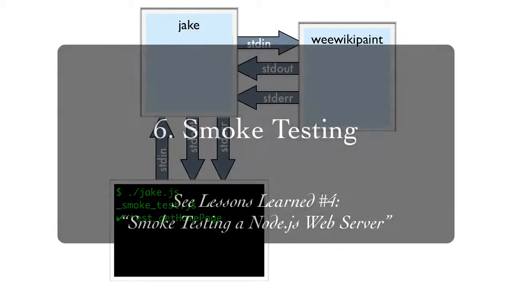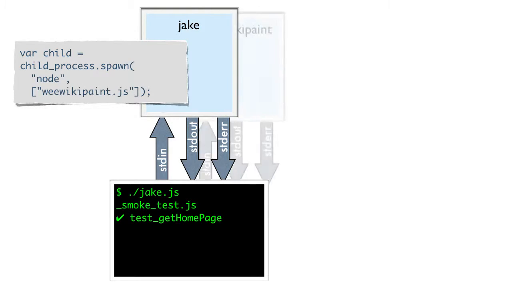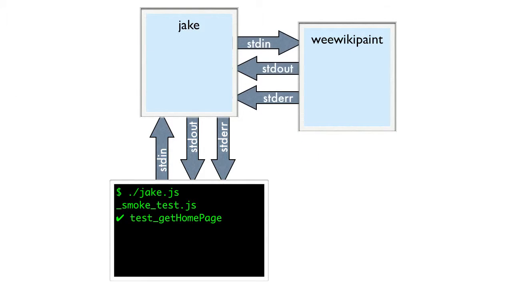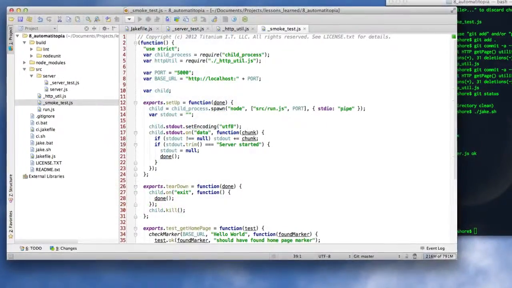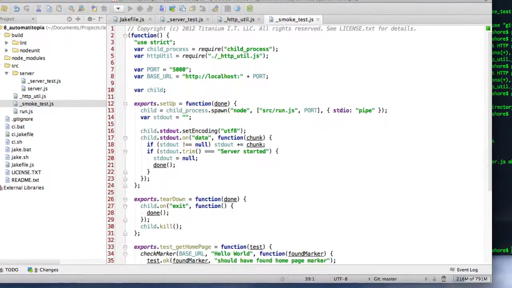Integration tests make sure that our server code works, but we also need to make sure that the code will run in a production environment. This is where smoke tests come in. Smoke tests are a special kind of end-to-end test that confirm that the code works in production. To smoke test our Node.js server, we need to interact with it in the same way our production environment will. That means spawning the process, monitoring its standard out stream to see that it started up, getting a web page, and then sending the SIGTERM signal to tell it to shut down. Lessons learned number 4 has an example smoke test, so we'll include that in our Automatopia repository too.